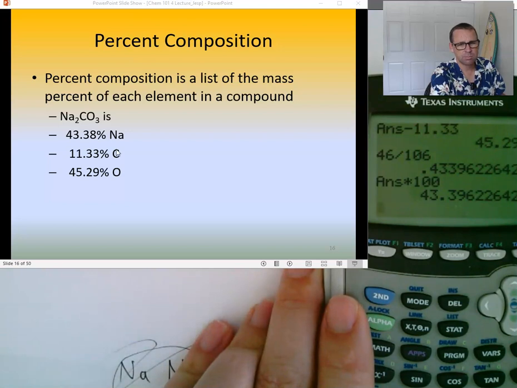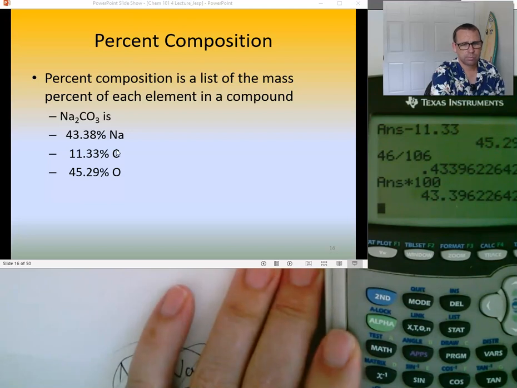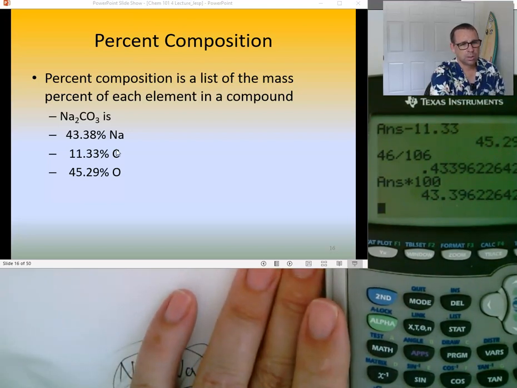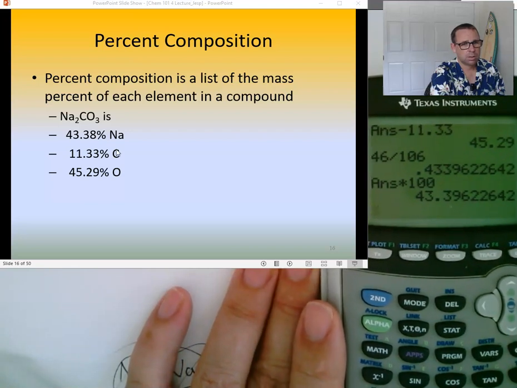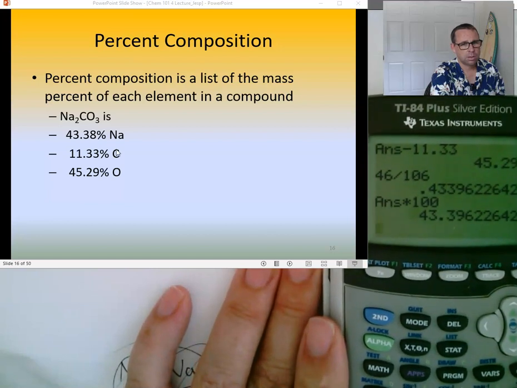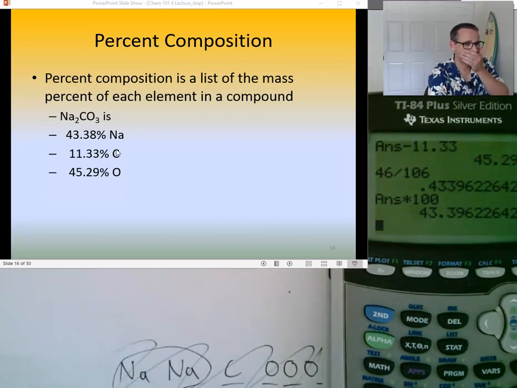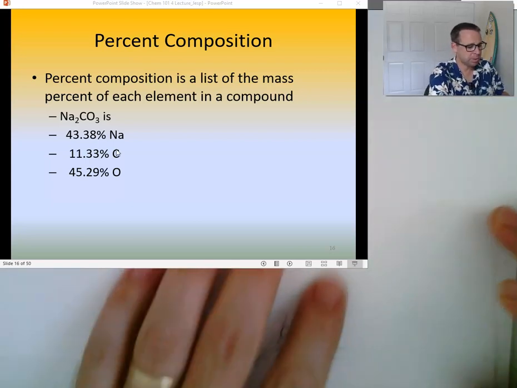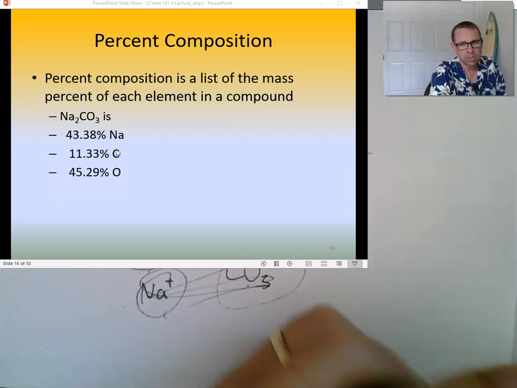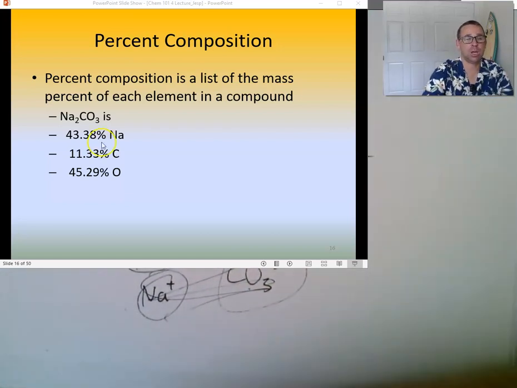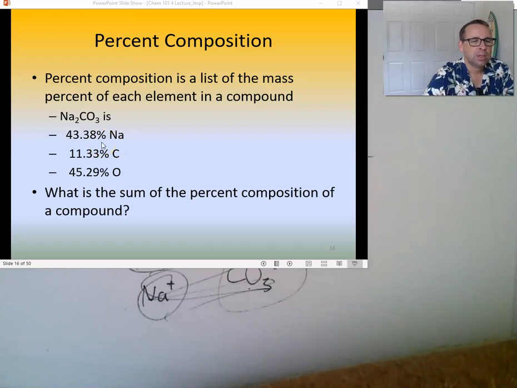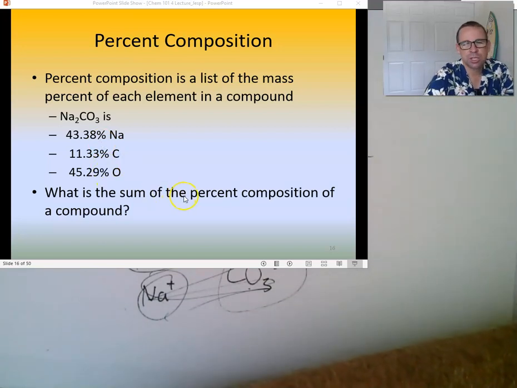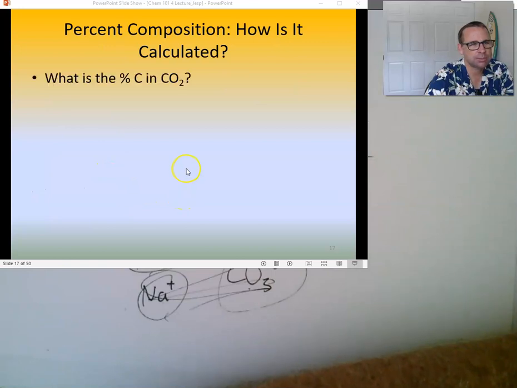Whoops, did I do that right? No. What did I do wrong? 45.28, or if you have the percentages, 45.29. Maybe the 106 isn't exact. Well, it's okay. It's close enough. Those two should be the same because it adds up to 100%. The sum of the percentages always adds up to 100 for all the different elements.